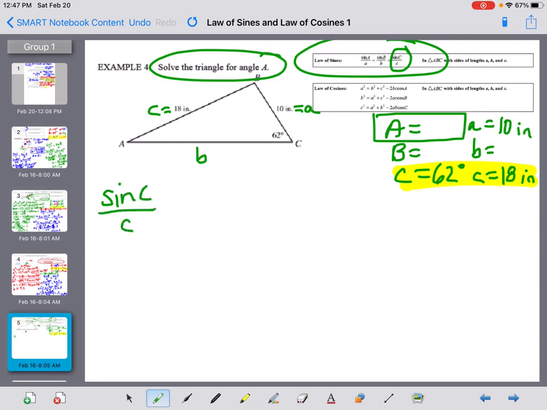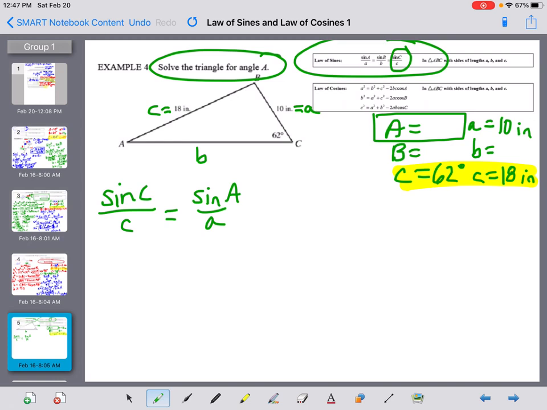And I'm going to be honest, sometimes you're limited to what else do you know? I know side A, so I can definitely solve for sine A, or the angle A, because I have the side A. If they would have only given us B, we'd have to find all the B information before we could go for the A information. So just kind of a heads up on that.